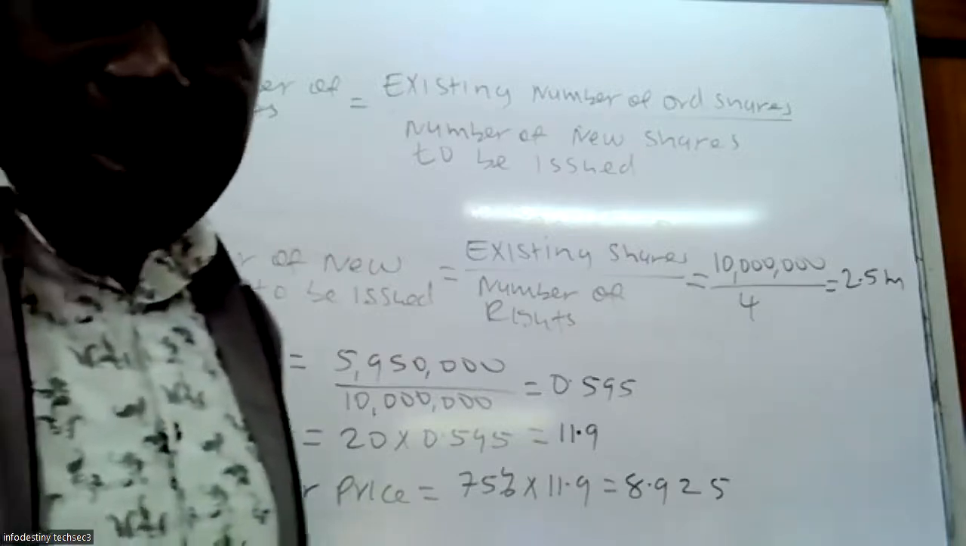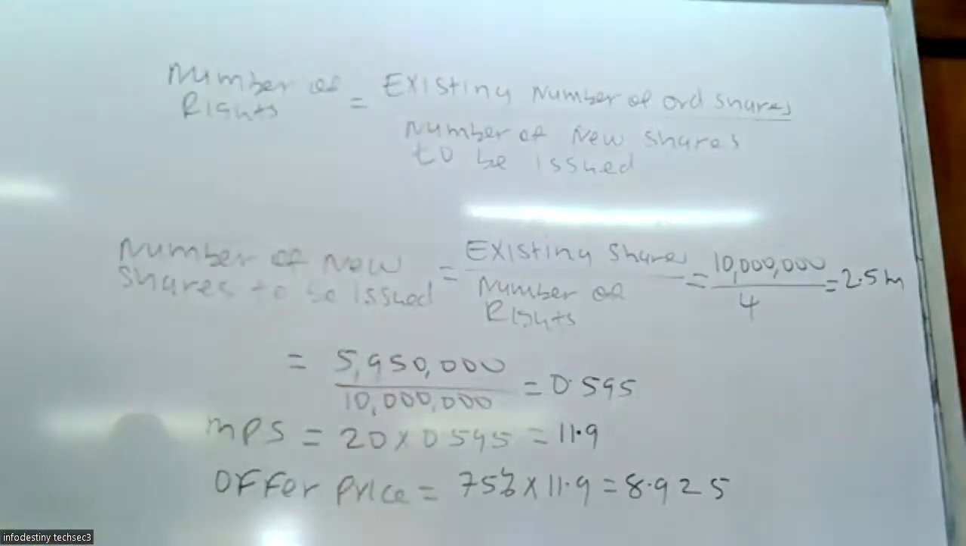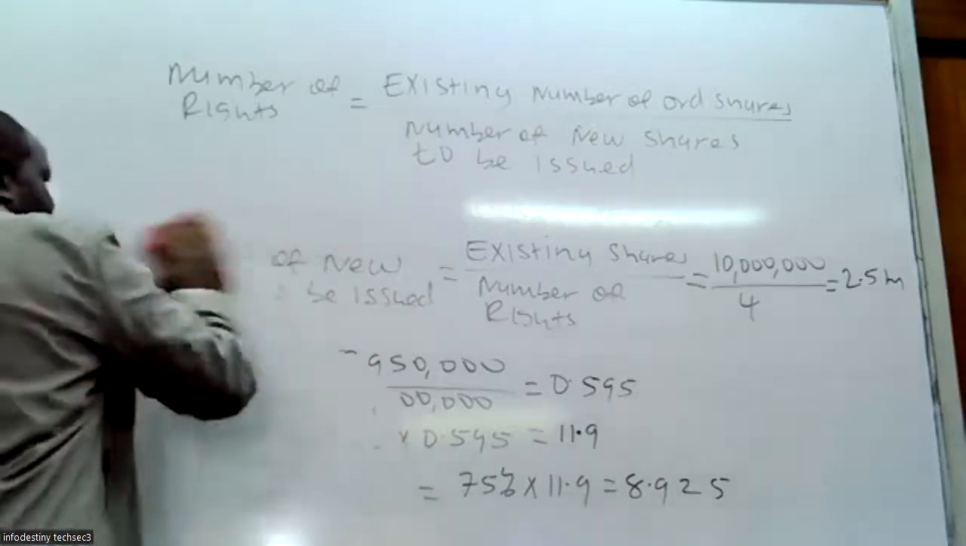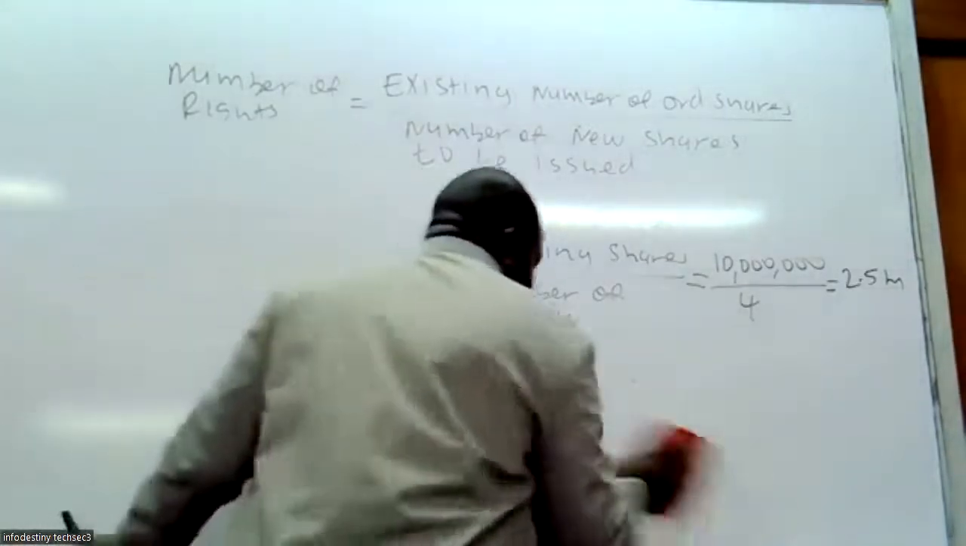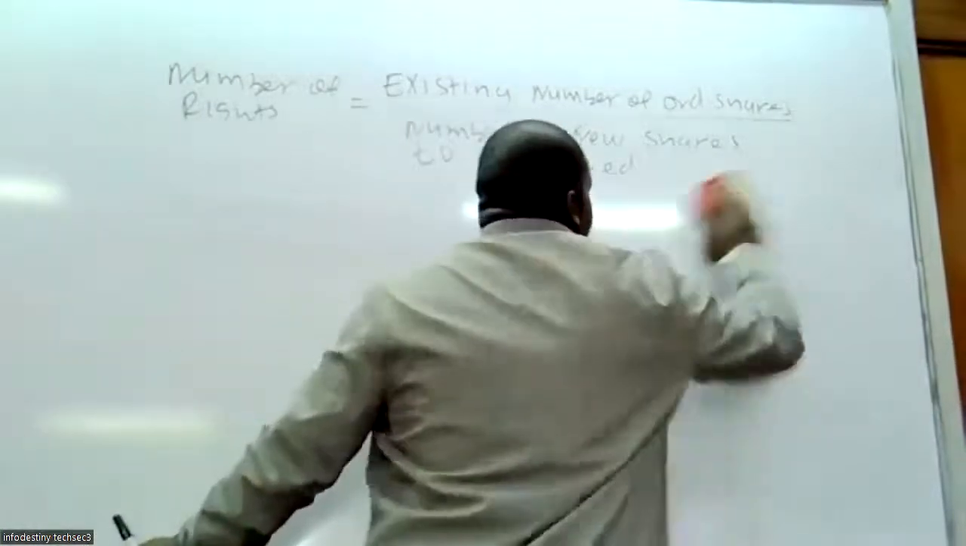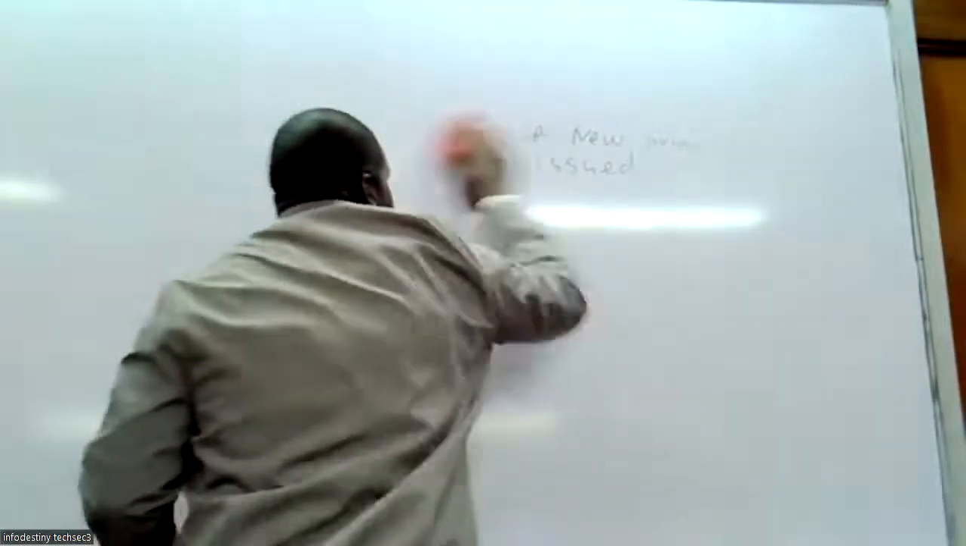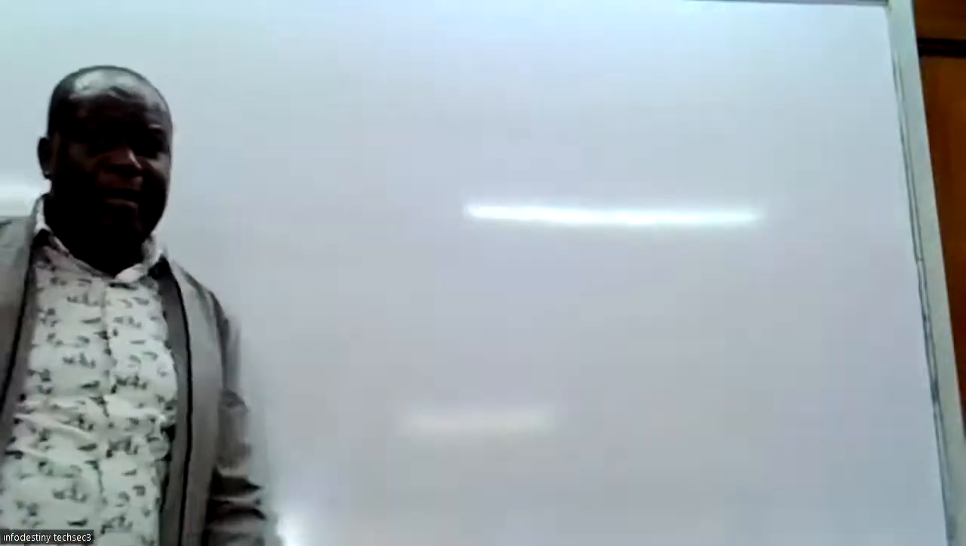So those were basically the workings. From those workings, now we answer the question. So the Roman letter 1, we go to the Roman letter 1. They were asking you to compute the theoretical ex-right price of the ordinary share of the company.